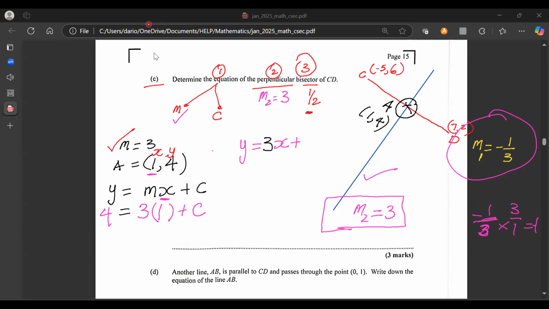Yvonne, you have what C is. So you need to give me the equation of the line. Very good, Yvonne. You need to give me the equation of the line now. Give me the equation of the line.